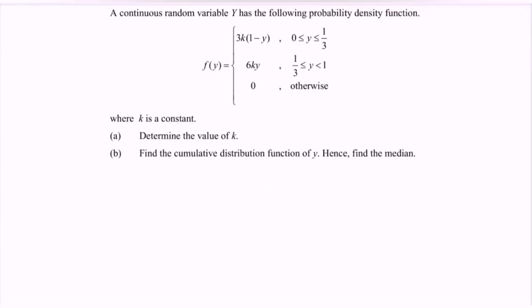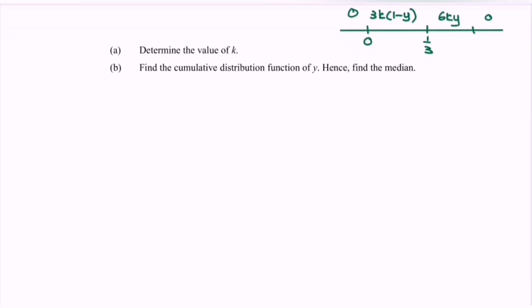Hello everyone, in this video I'm going to discuss an example for a random variable. A continuous random variable y has the following probability density function. So given we have the f(y). My suggestion is to express the situation on a real number line. So here we have 0 until 1 over 3, where the function is 3k multiplied with (1 minus y). Continue, from 1 over 3 until 1, the function will be 6ky. Other than that, the function is 0. Determine the value of k.